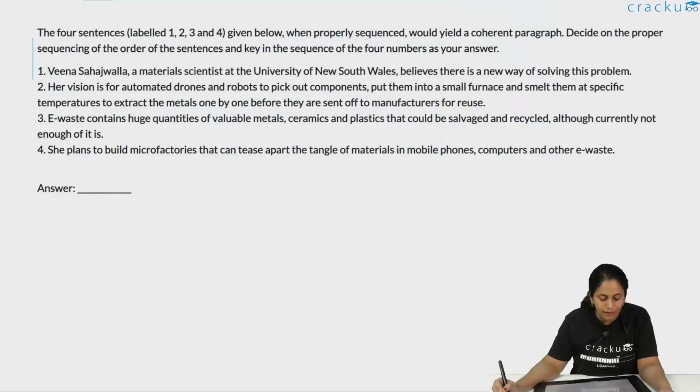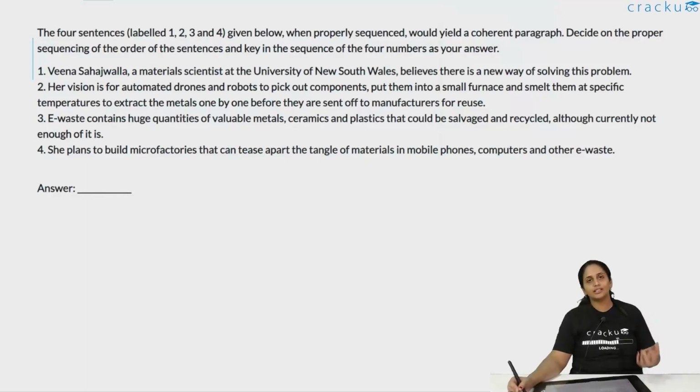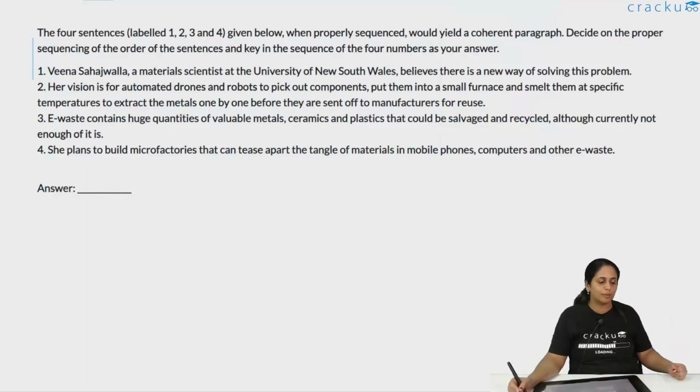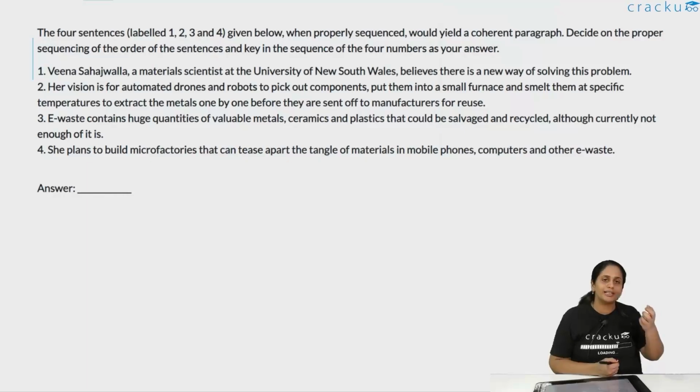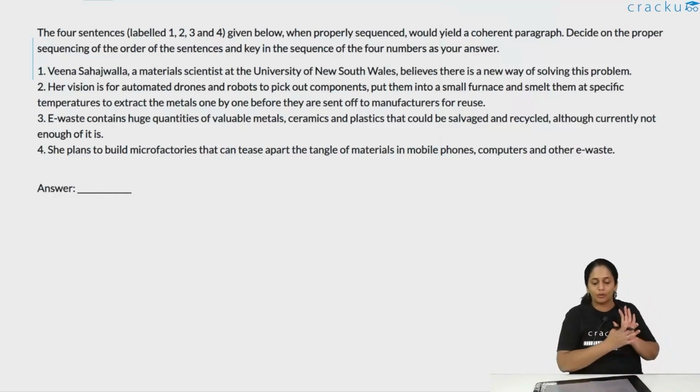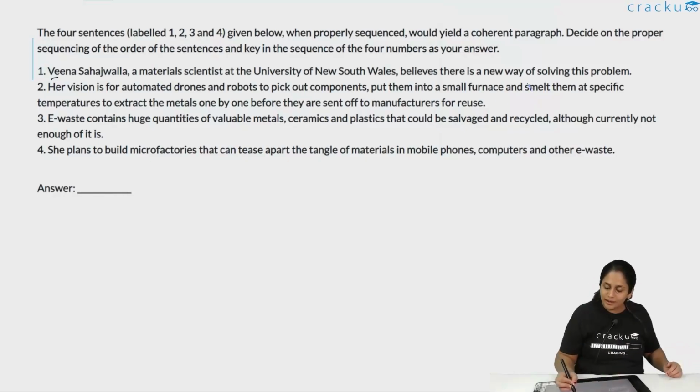She plans to build micro factories that can tease apart the tangle of materials in mobile phones, computers and other e-waste. So essentially this paragraph is about how e-waste is not being reused properly, and one woman has a vision of how to actually reuse or essentially recycle the parts of e-waste as such. So firstly, before you actually introduce Veena, we have to first pose the problem that Veena has found a solution to. So Veena believes there's a new way of solving this problem. So first we have to put what the problem is.